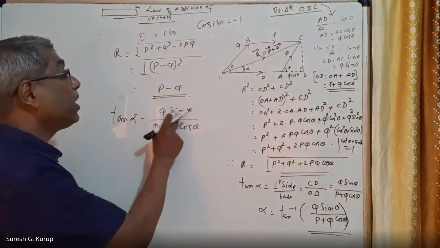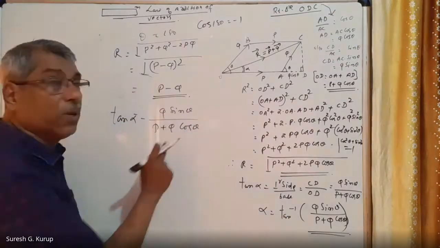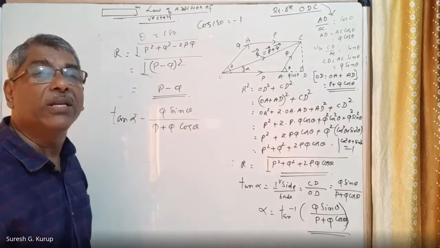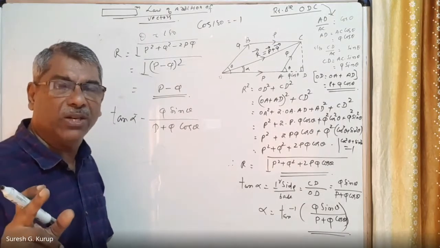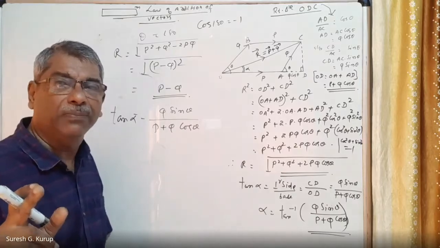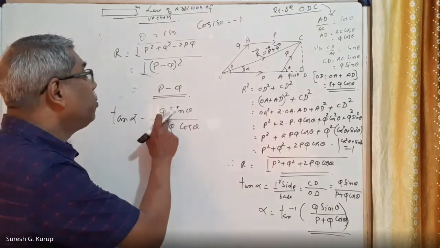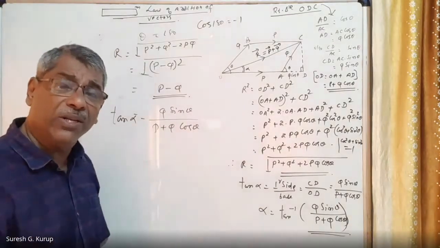See Q sine 180 divided by P plus Q cos theta. Sine 180 is equal to sine 1 pi, where pi is equal to 180. So sine 180 is equal to 0.